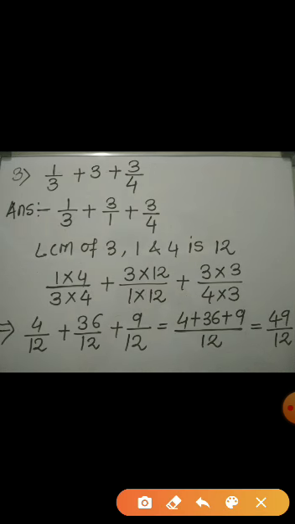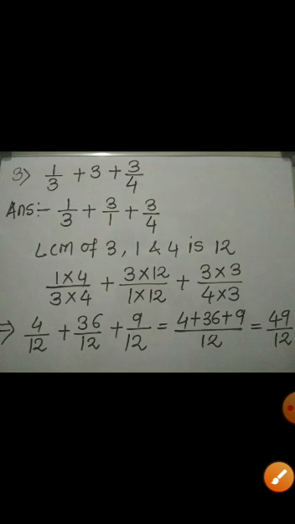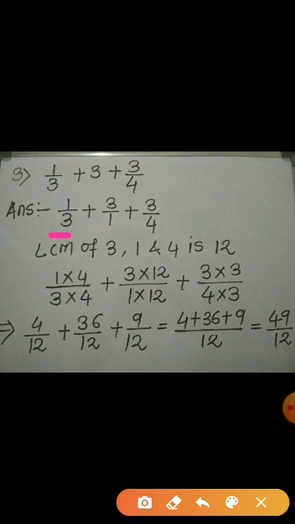Now let's see one more example of unlike fractions. The fractions are 1 by 3, 3 and 3 by 4. Here the second number has no denominator. So whenever a number does not have a denominator, we take it as 1. So our fractions become 1 by 3, 3 by 1 and 3 by 4.